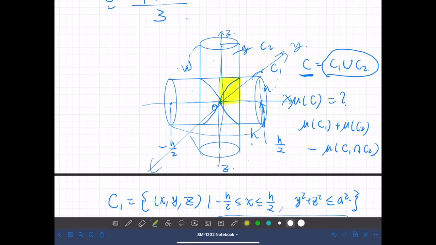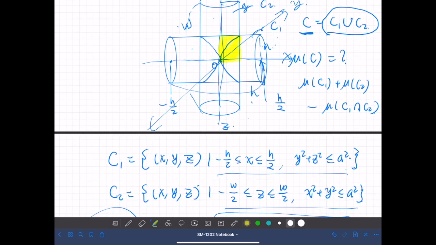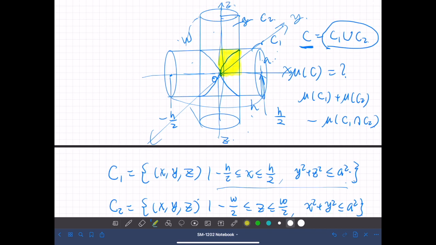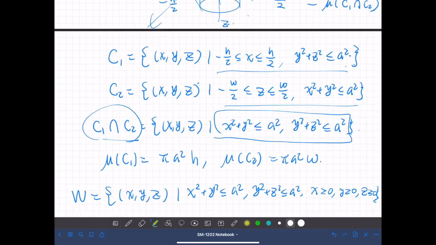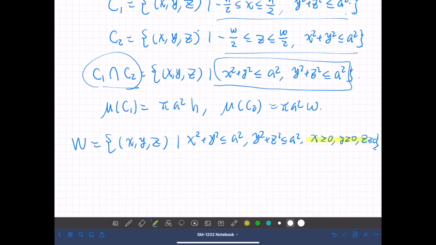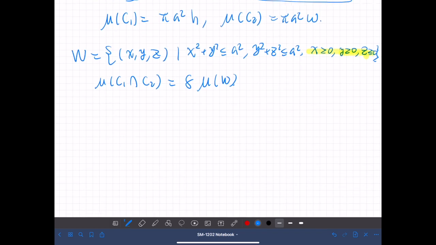It's hard to visualize, but this part is above the xy plane and before the zx plane. Okay, so that specifies this condition. So the volume of C1 intersection C2 is 8 times the volume of W. Okay, so what is this volume then?